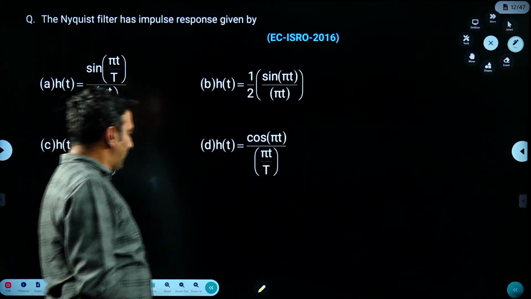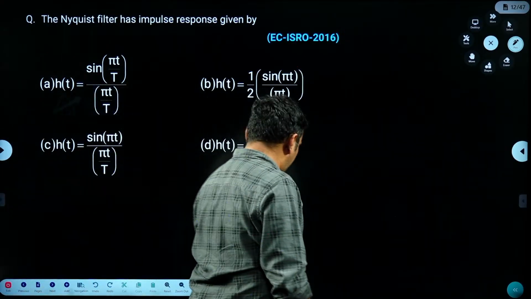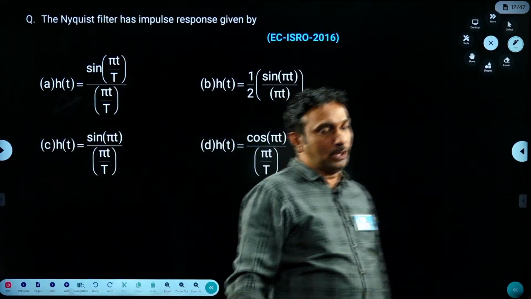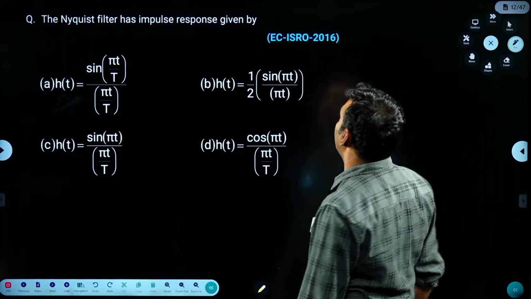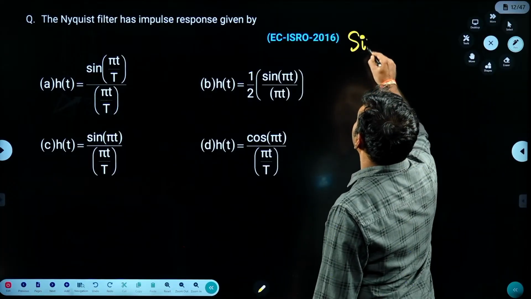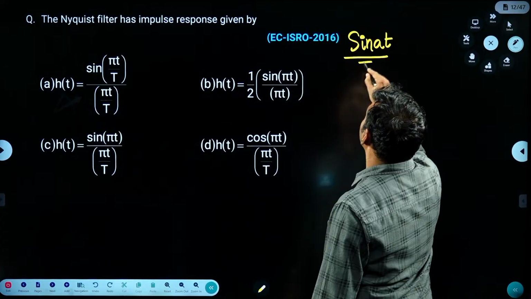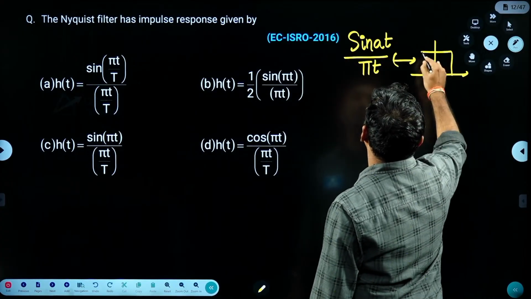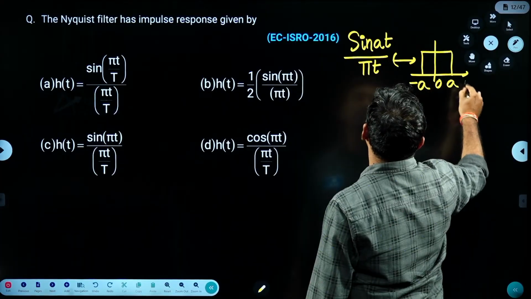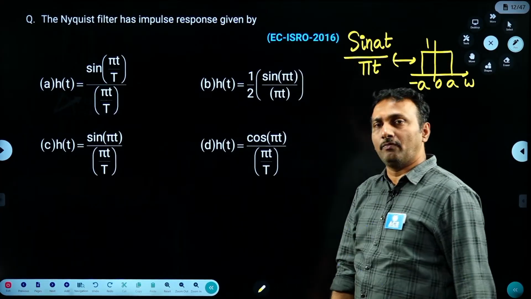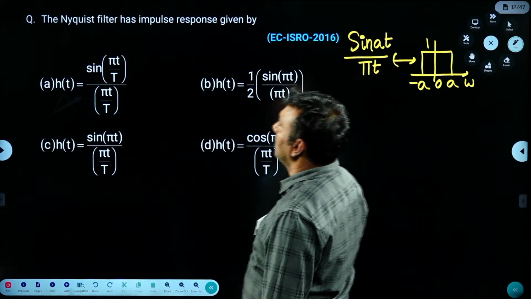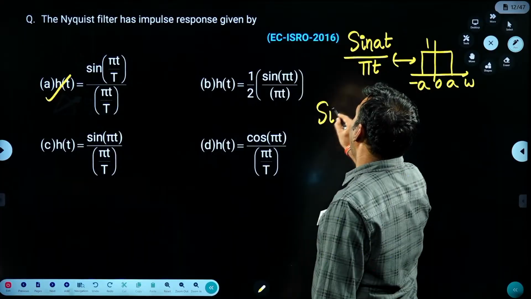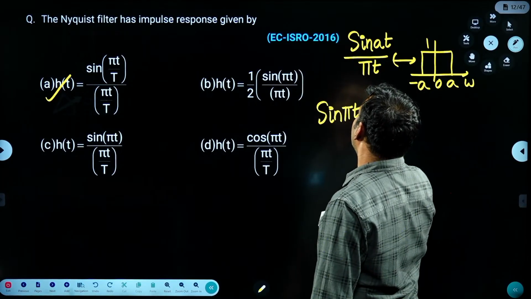What is the Nyquist filter impulse response expression asked? Nyquist filter means it must be a low pass filter. Sin a t by pi t means we are taking that as a rectangle from minus a to a, sin a t by pi t form. So this is the option, sin pi t by T over pi t by T.